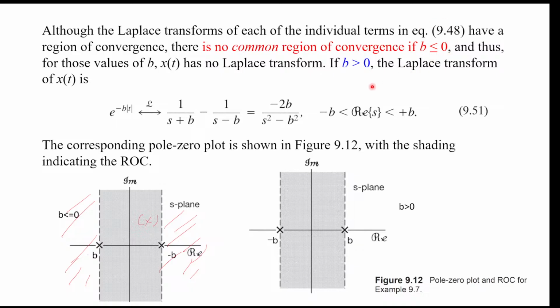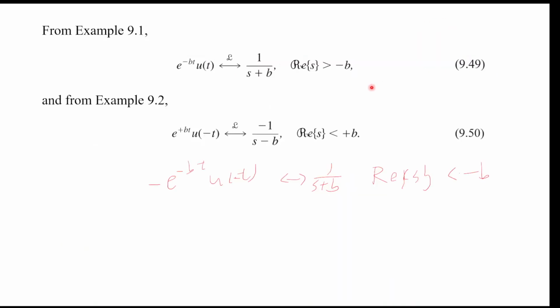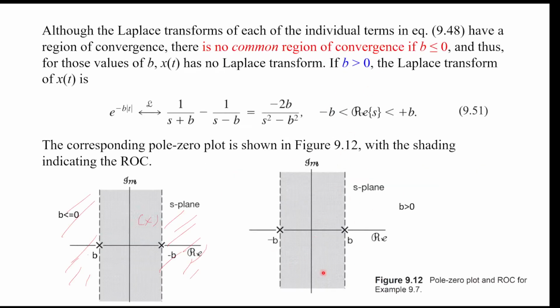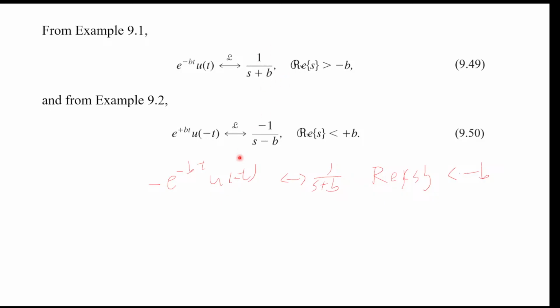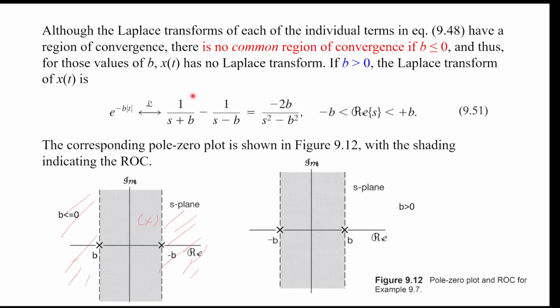So when b is less than or equal to 0, we can take the intersection between those two ROCs. The real part of s is greater than or equal to negative b and less than or equal to plus b, so it has this intersection between negative b and positive b. And then the algebraic part is just this part plus this part. So once again, it's a rational function: minus 2b over s squared minus b squared.